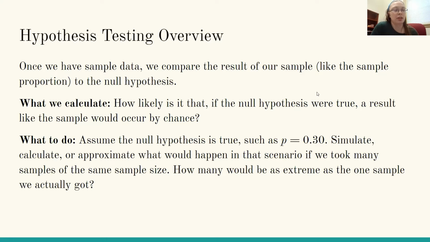Here's how we do that. We assume the null hypothesis is true. So here we'll assume that the true population proportion of sold donuts that are glazed is 30%. And then we'll simulate, but we could also calculate or approximate, what would happen if that were true, and if we took many samples of the same size as our actual sample. How many of them would have the same number of glazed donuts, or even more? Because we're thinking about greater than 30%. So we want to know how many are extreme in the greater than direction.